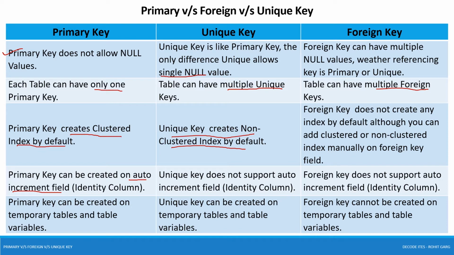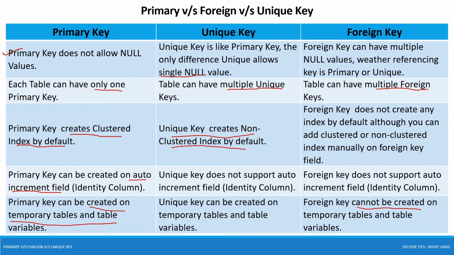Primary key can be created on auto-increment columns like identity columns. Unique key does not support auto-increment fields or identity columns. That means you can't create a unique key over such columns. Foreign key does not support auto-increment fields because foreign keys are used to hold values that are available in the primary key or unique key field of the parent table. Primary key can be created on temporary tables or temporary variables. Unique key also can be created on temporary tables and temporary variables. Foreign key cannot be created on temporary tables and temporary variables.